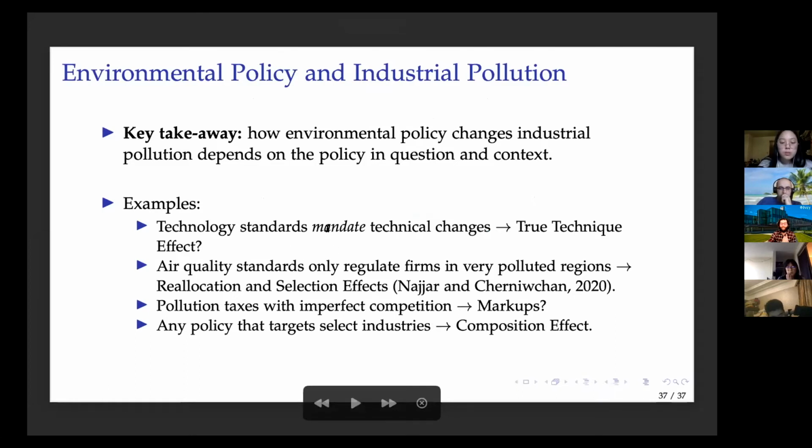Technology standards mandate technological changes, so this should create a true technique effect. Air quality standards only regulate firms in a particular set of regions, which means they should create reallocation and selection effects. If we have imperfect competition, then even something like a pollution tax might lead to markups, which would be a component of this process effect. And any policy that targets a certain subset of industries should directly create composition effects.